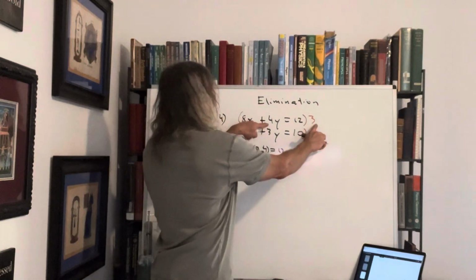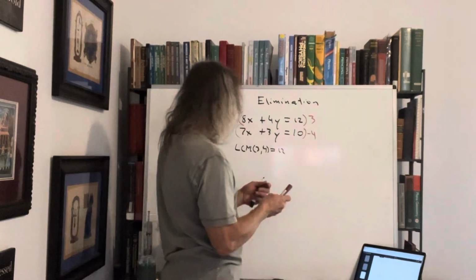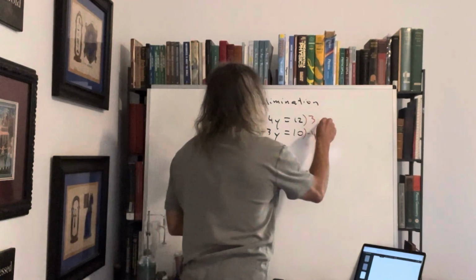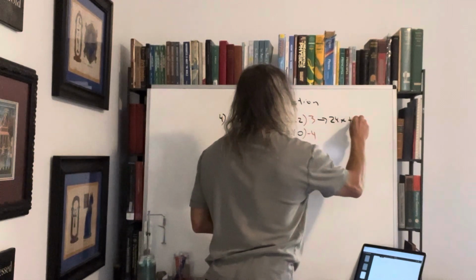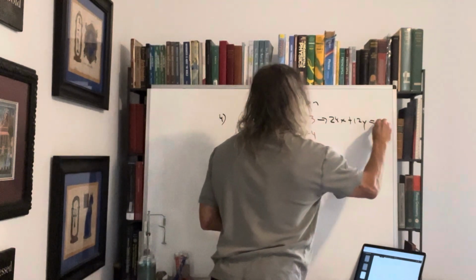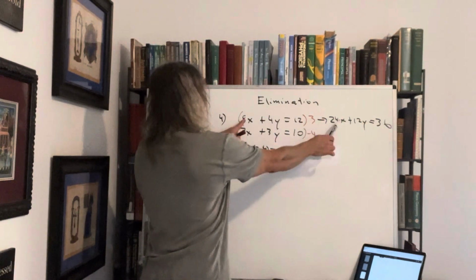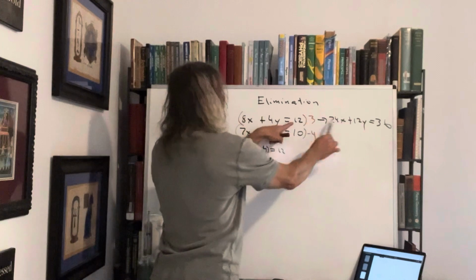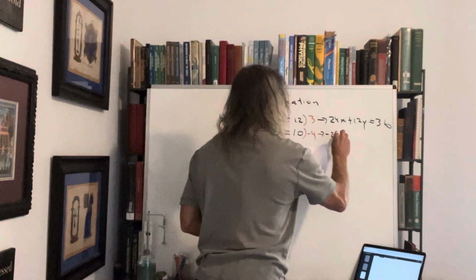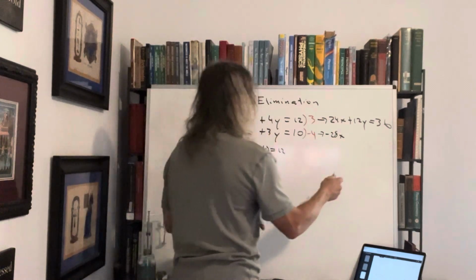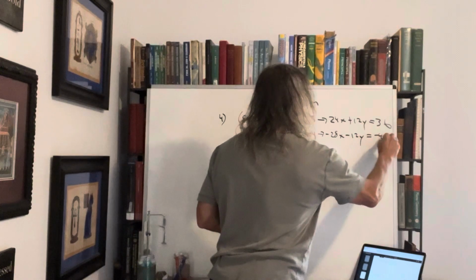4 times 3 is 12. 3 times negative 4 is negative 12. Then you'll see they're going to be opposite. So 24x, 12y is 36. 24x, 12y, 36, negative 28x, minus 12y is negative 40.